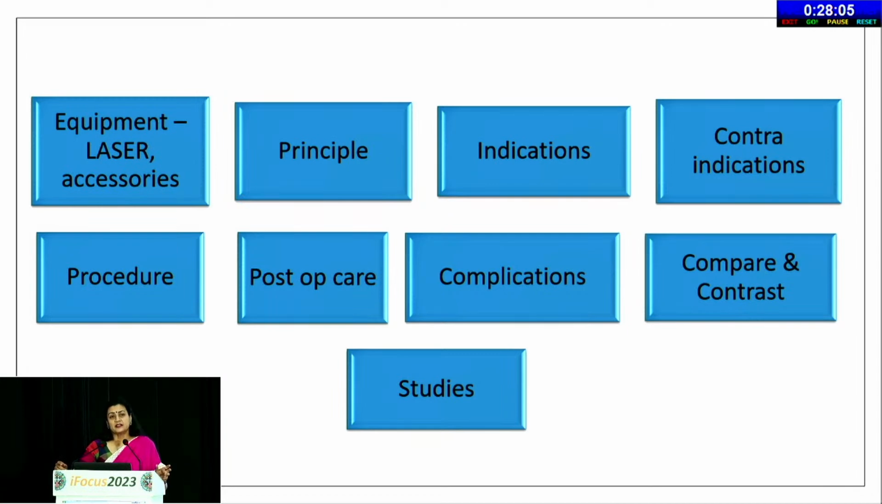Talking of lasers, the headings under which you are supposed to write ideally: the first thing should be to describe the laser, which laser, what is its wavelength, and what are the accessories that go with it; the principle or the mechanism of action; indications and contraindications; the procedure with a special focus on the settings and precautions to be taken; the prior preparations before the actual laser procedure is done; the post-op care; complications. Sometimes many lasers, as I already mentioned in the classification, are used for a single type of procedure. So you may have to write their merits and demerits and compare and contrast between them. And finally, if you have come across any important studies and you are aware of them, then you can also mention the different studies related to that laser procedure.